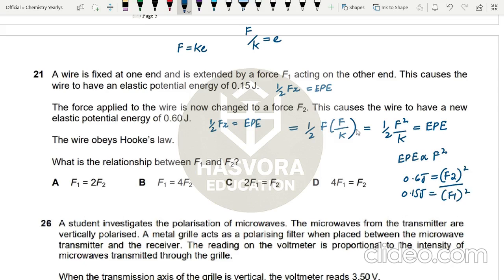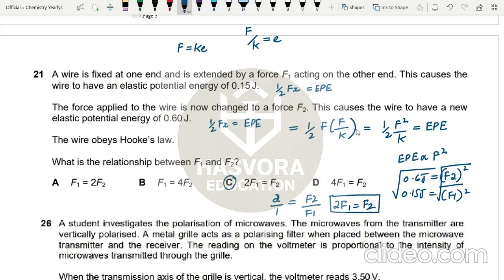To solve this, you have to take the square root of both sides. This will become 1 by 2 equals F2 over F1. Now you can just cross multiply. Actually, this is 2, I reciprocated it by mistake. So this is 2 and this is 1. You can multiply this: 2F1 equals F2. This is the relationship that this equation gives you. So this will be the answer for this question, and you can see that C is the correct option here.